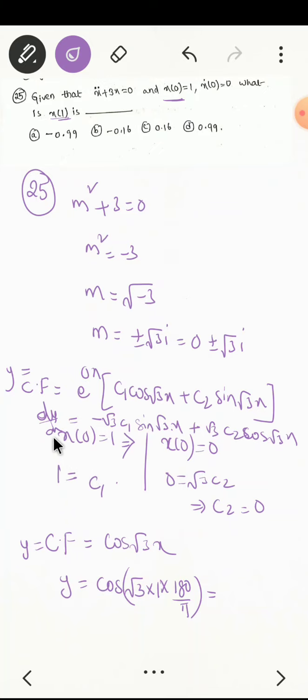Okay, if you have any doubt regarding this thing, you can ask me. So maybe 0.16.